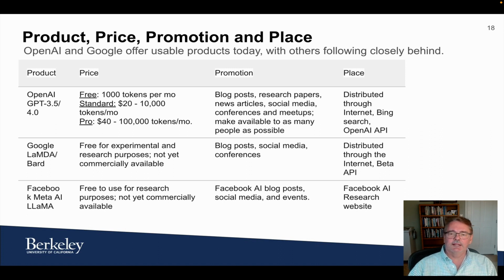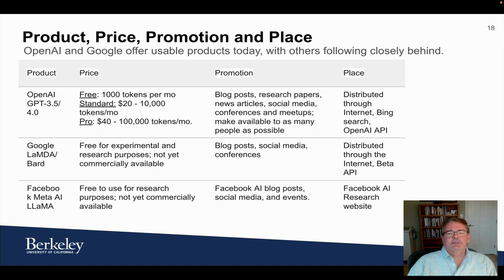The cost of using that API is 0.2 of a cent per 1,000 tokens, and they're promoting ChatGPT through blog posts, research papers, news articles, social media, conferences, meetups, and they're making their software available to as many people as possible. They've also incorporated ChatGPT into the Bing search engine.